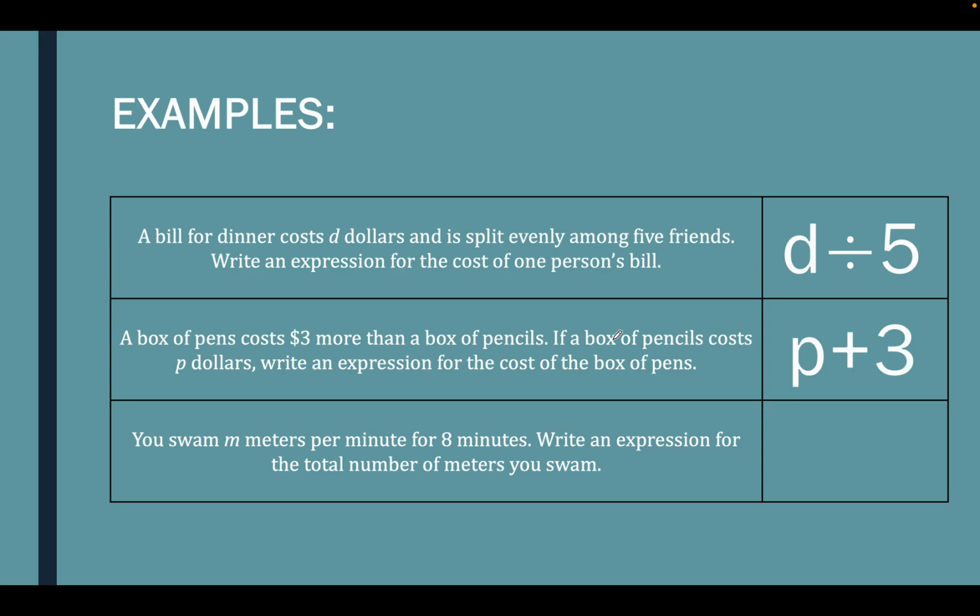You swam m meters per minute for 8 minutes. Write an expression for the total number of meters that you swam. Since it's asking for the total, that is multiplication. When they give you the total and they ask for one of the other pieces of information, that is when it's division.